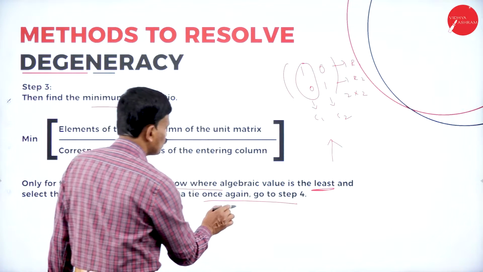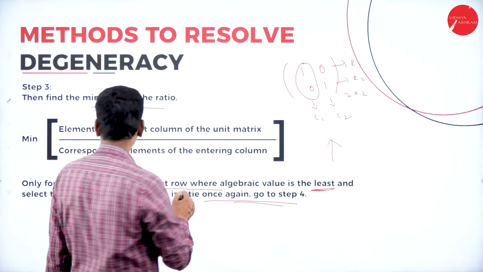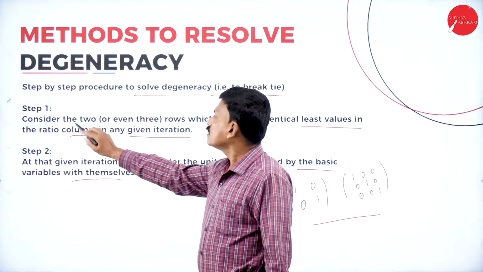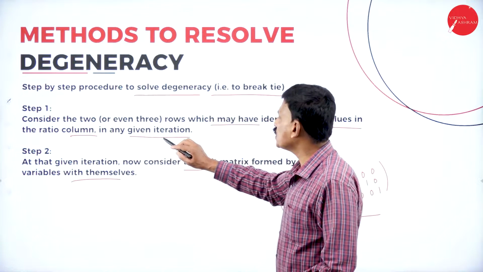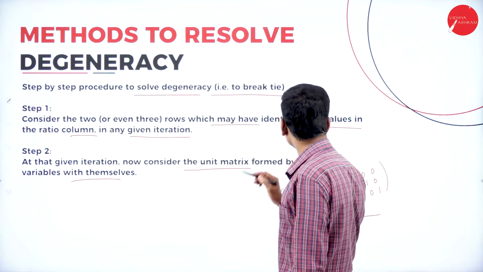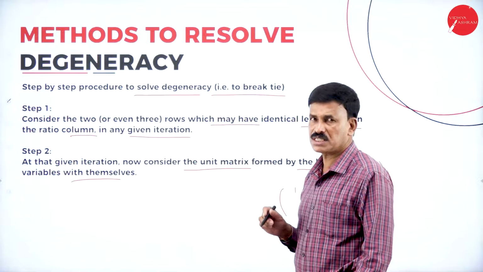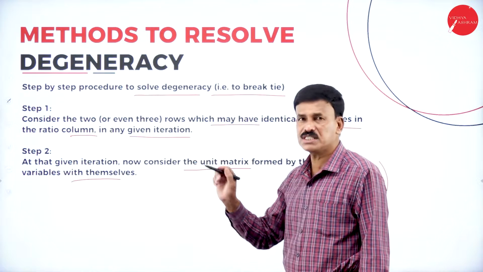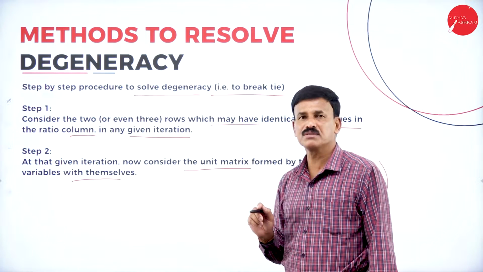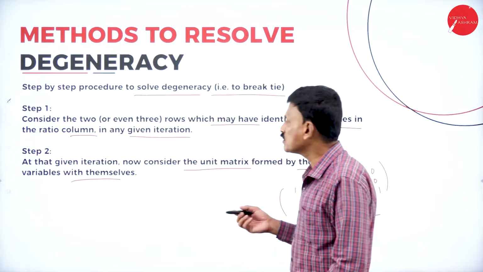So what is the next step? Once again, if there is a tie, go for the next step. See here, the first step: consider the 2 or even more than 2 rows which may have the identical least value in the ratio column in any given iteration. Consider the values which have the same ratio in the ratio column, more than 1, more than 2, or more than 3.